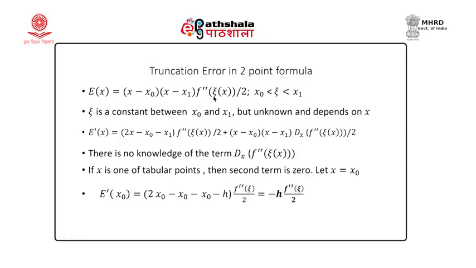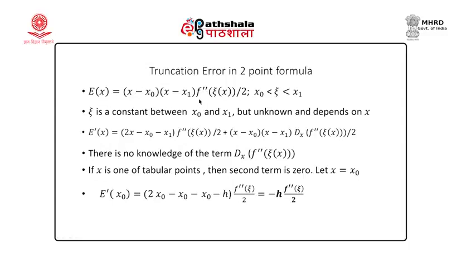This xi is a point, it is a constant, but the value of xi depends upon x. If we change x, meaning if we estimate the derivative at a different point, this value of xi will change, and that is why I write xi as a function of x. As such it is a function of x, but for a fixed x, xi is a constant, so it is a parameter. Moreover, it lies between x0 and x1, but it is unknown, we can't determine it, and it depends upon x.